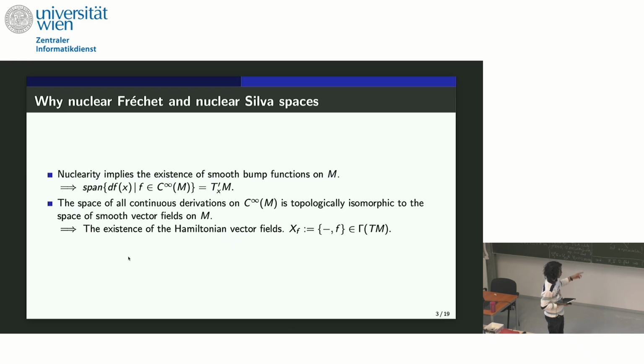The second problem was the non-existence of Hamiltonian vector fields. The problem was that not all derivations can be given in terms of smooth vector fields on the manifold. But if your manifold is modeled on a nuclear Fréchet or nuclear Silva space, we in fact have a topological isomorphism between all the continuous derivations on C infinity of M and all smooth vector fields on M. That would mean that for a given Poisson bracket, we will always have a smooth vector field, the Hamiltonian vector field. So this solves the problem that we had in the infinite dimensional setting.